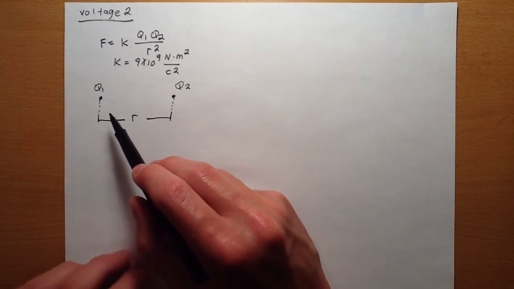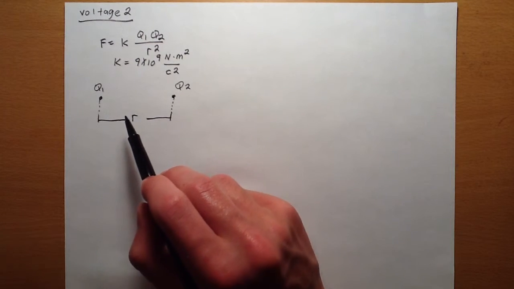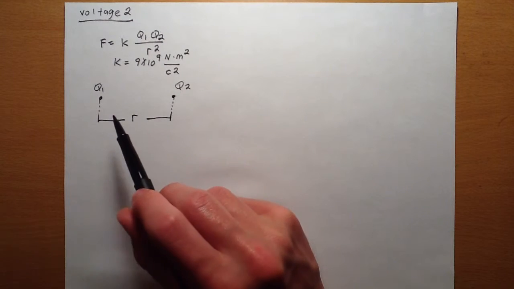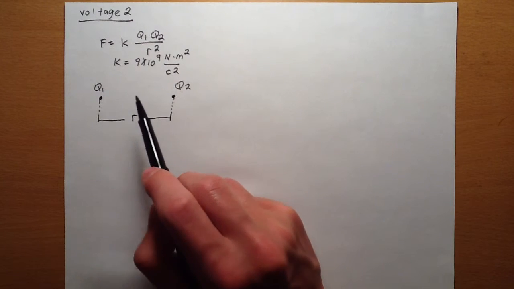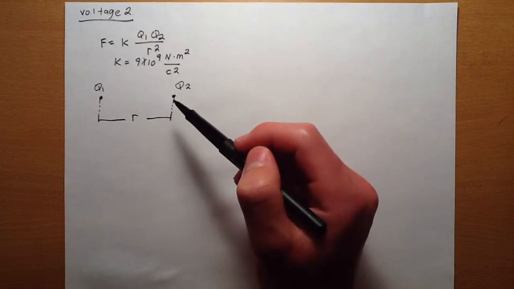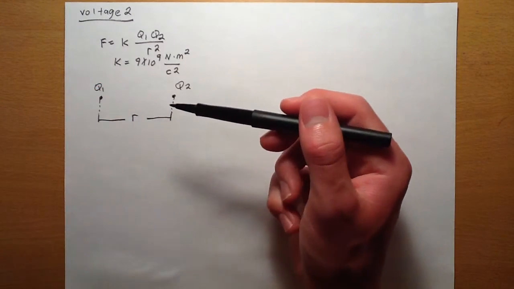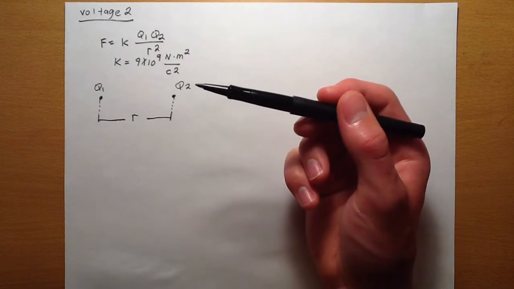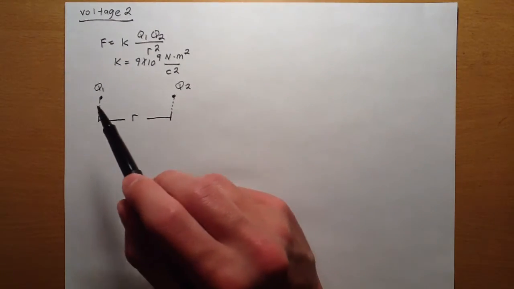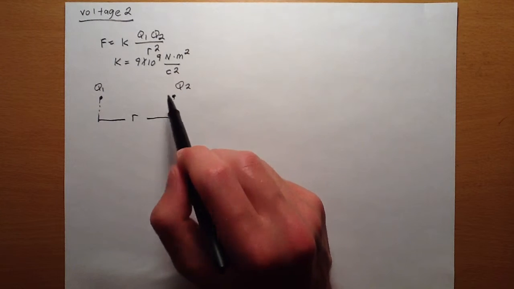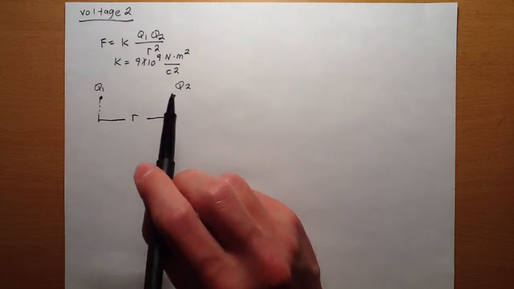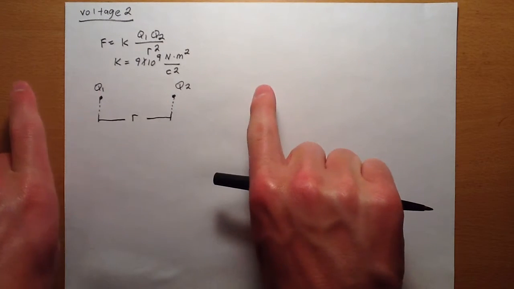Now, if the two charges had opposite sign, if one was positive and one was negative, the two charges would be pushed together. If the two charges have the same sign, they are both positive or they are both negative, then they will be pushed apart.